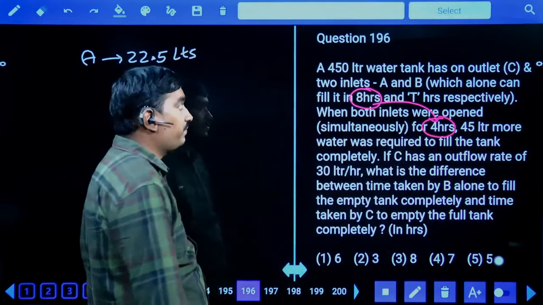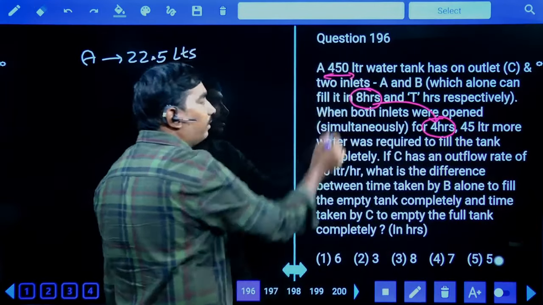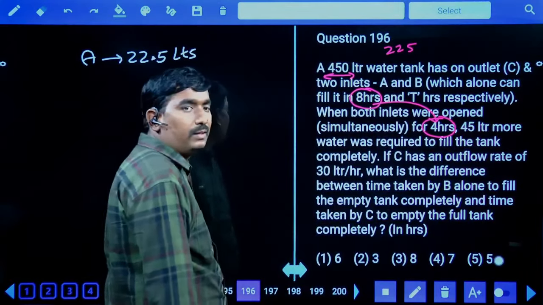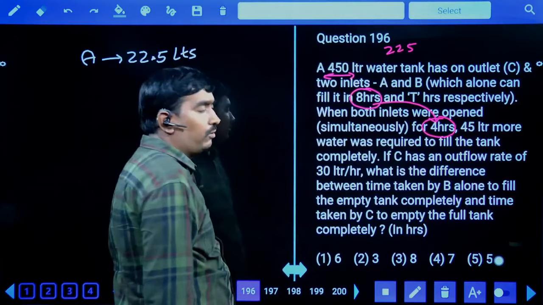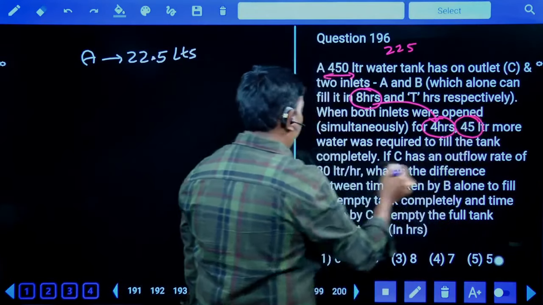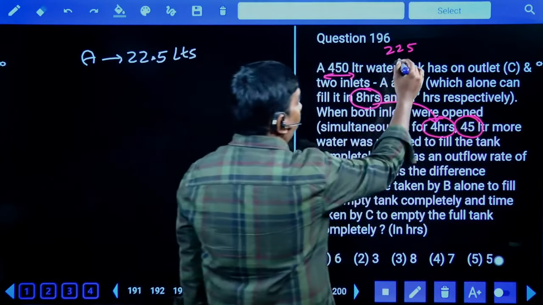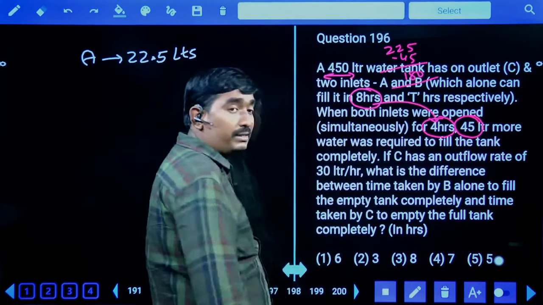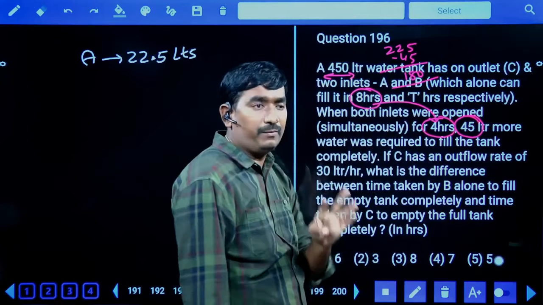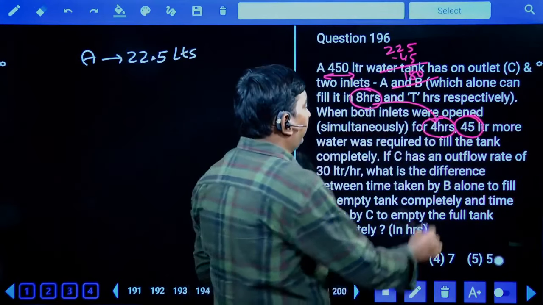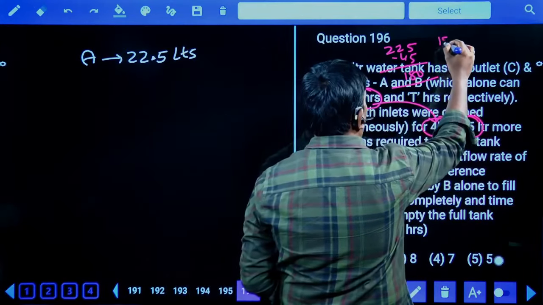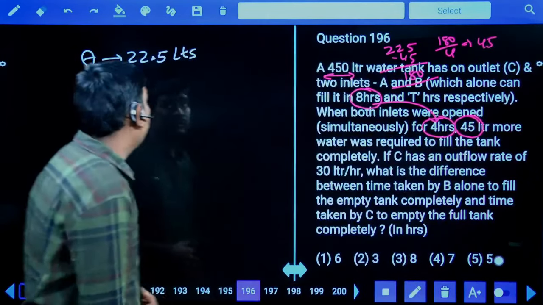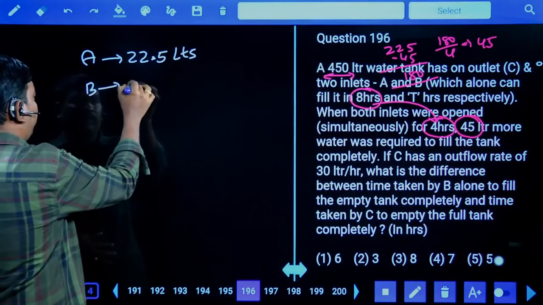Half of the tank is filled. Out of 450, half of the tank means 225 liters is filled. Remaining also 225. Out of 225, 45 liters more water was required. So 45 liters more water means filled water only 180 liters. This 180 liters is filled by tap B in 4 hours. In 4 hours 180 means per hour 45 liters. Tap B capacity per hour 45 liters.